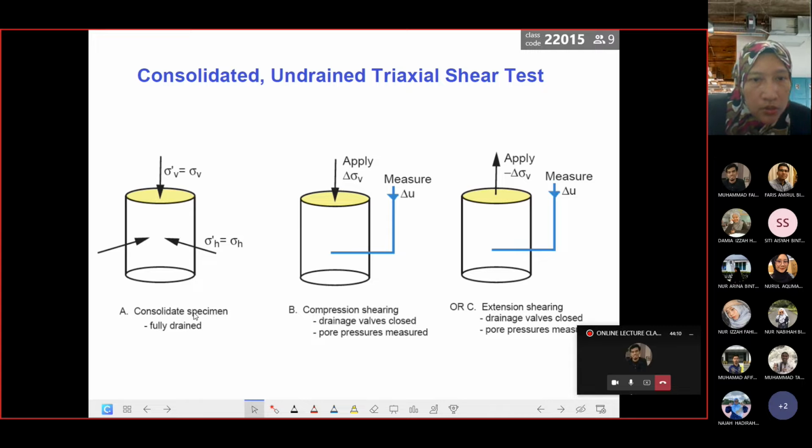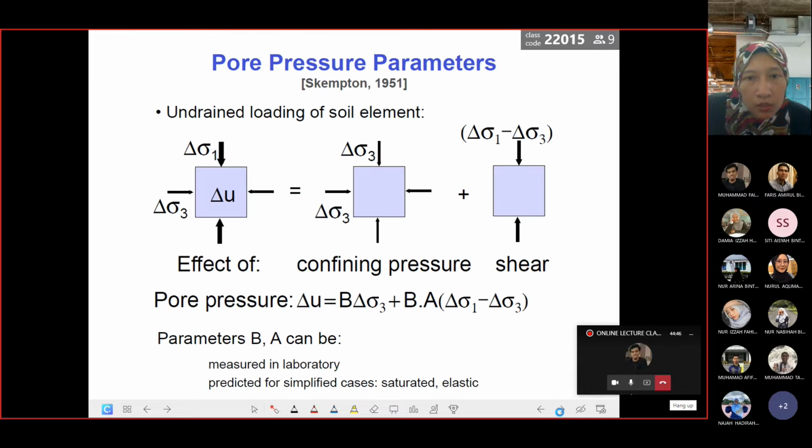So sample is consolidated, kita kenakan fully drained, and in the B figure here shows you the compression shearing yang mana drainage valve closed and then the pore pressure can be measured during this time, and at certain time bila you allow for dissipation of the pore water pressure. So maknanya drainage valve ni kita boleh buka dengan tutup lah, bergantung kepada the purpose of the experiment awak tu, triaxial awak tu jenis apa, CU ke CD. Itu yang maksud dekat gambar sini.